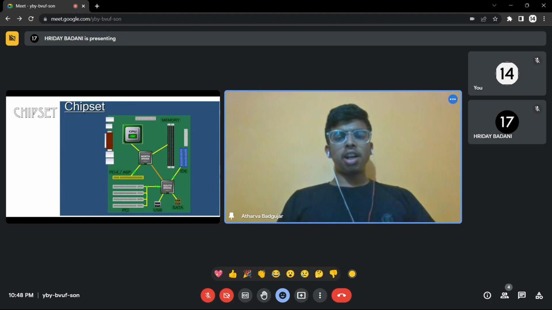These both chipsets are interconnected so that the data could flow smoothly through the motherboard. The north bridge chipset is comparatively faster than the south bridge as it connects to the major component that is the CPU and the memory.